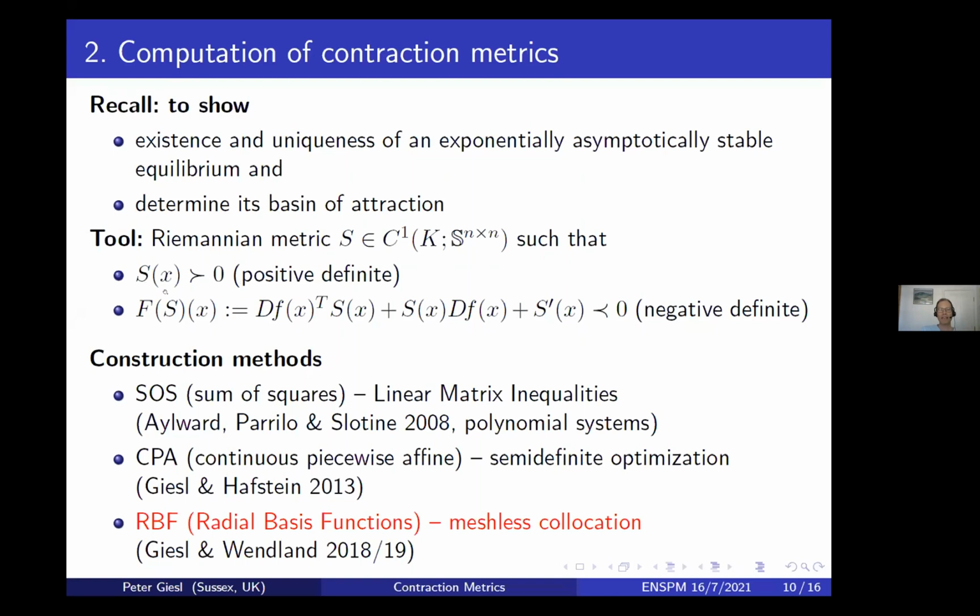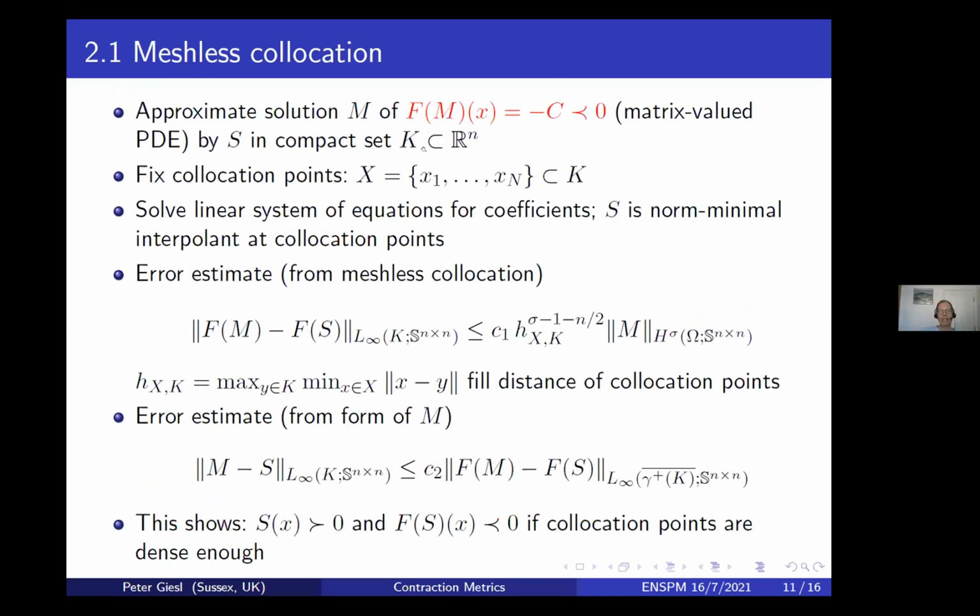So what we want from S is that S needs to be positive definite, and f of S, which is this expression here, this linear operator, needs to be negative definite. And again, there are a couple of other previous construction methods. I want to focus today on one using meshless collocation. So the idea is we want to approximate the solution of f of M is minus C. Here we can choose any negative definite matrix. We just choose a constant one for simplicity.